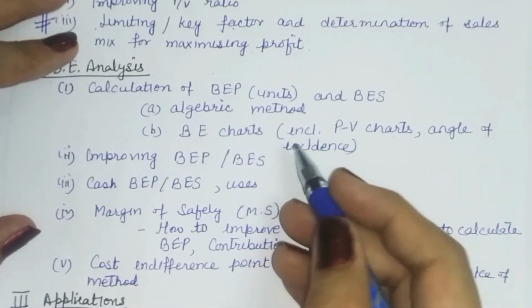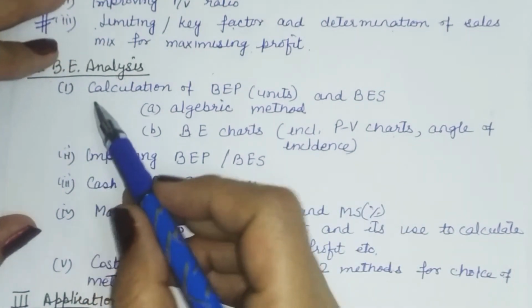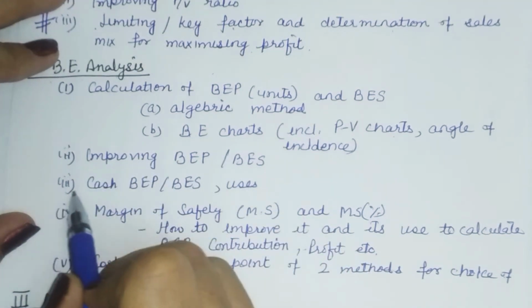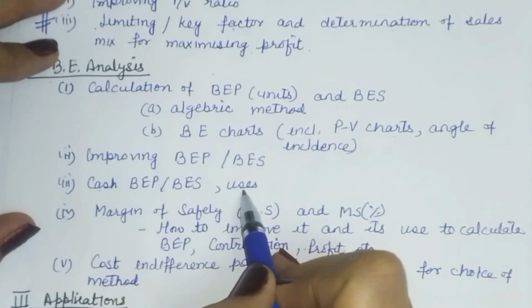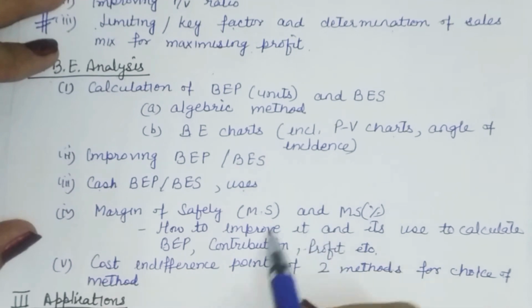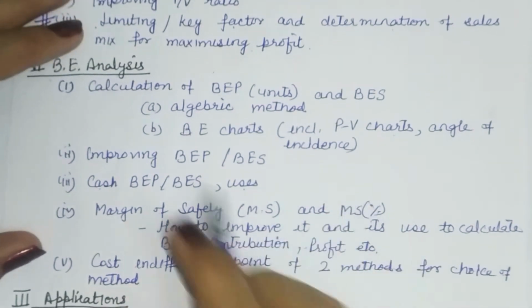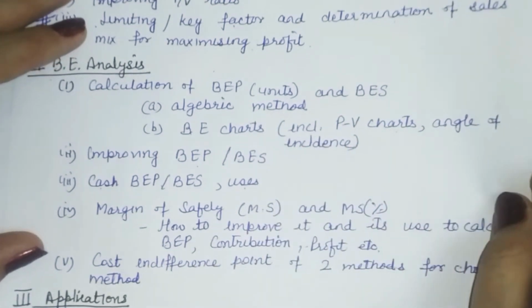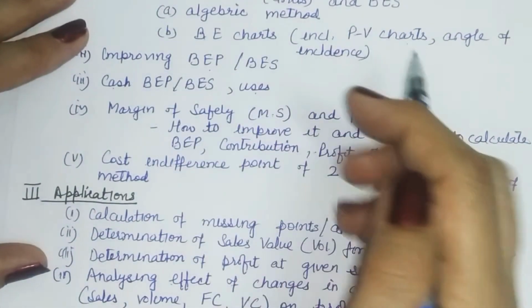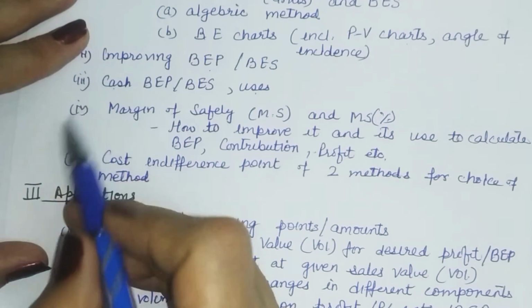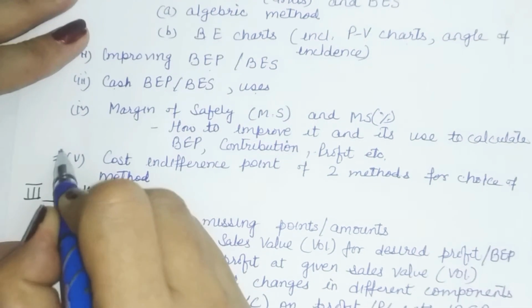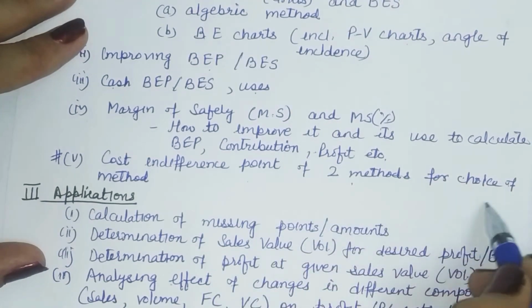Because this also throws light on various relationships between cost, volume and profit, and various decisions are based on this. Then there are various variants of break-even analysis, like cash break-even point, then margin of safety and its uses. Apart from that, how to improve break-even point and break-even sales, like how should a company improve on this. Then an important application of break-even analysis is cost indifference point of two methods for choice of method.